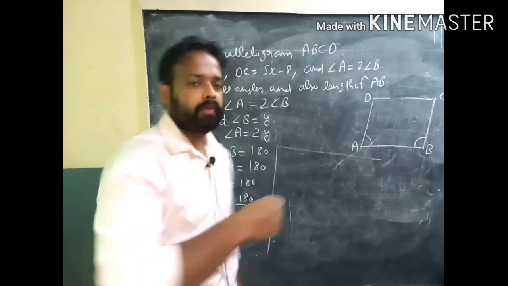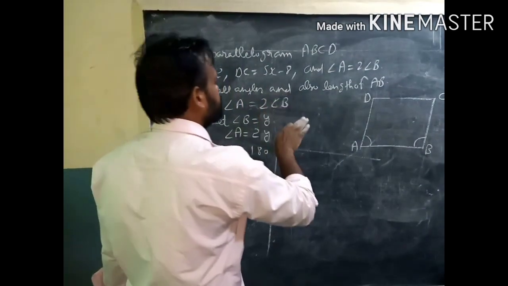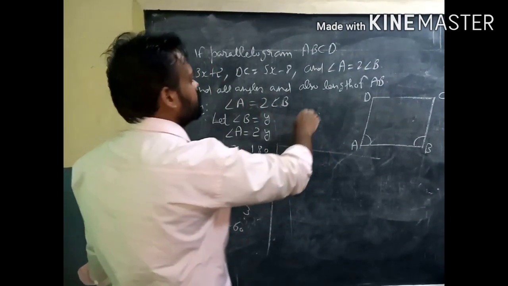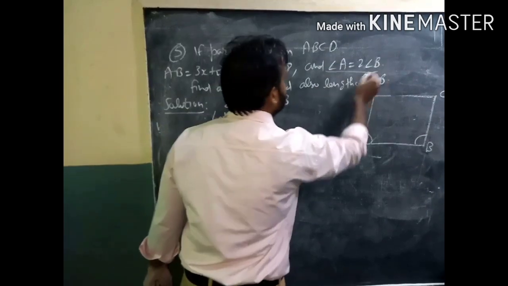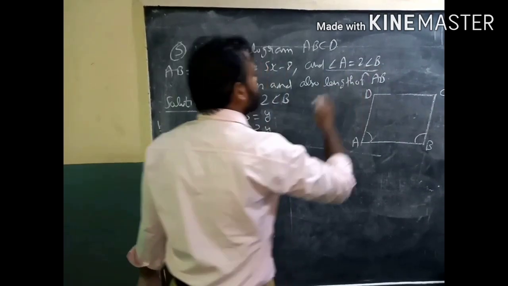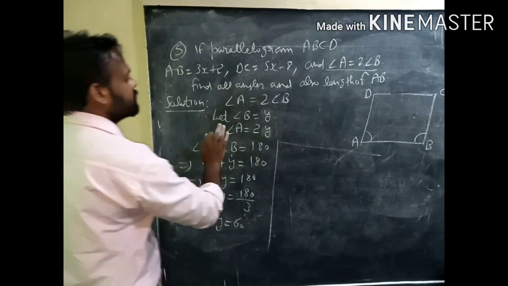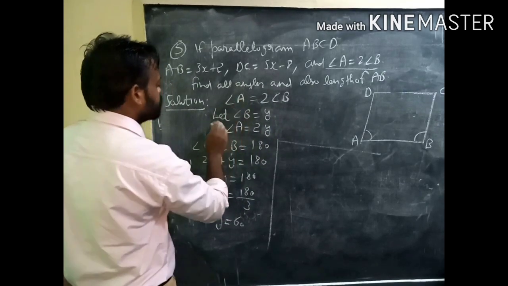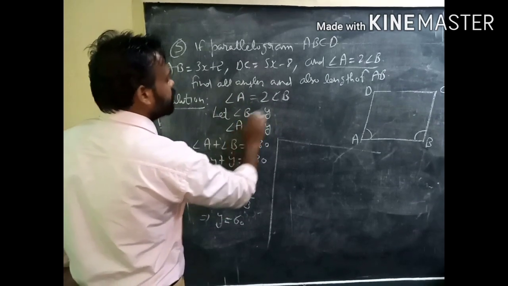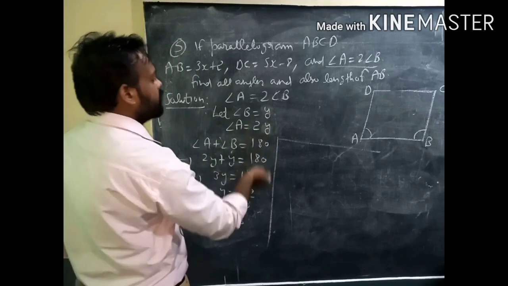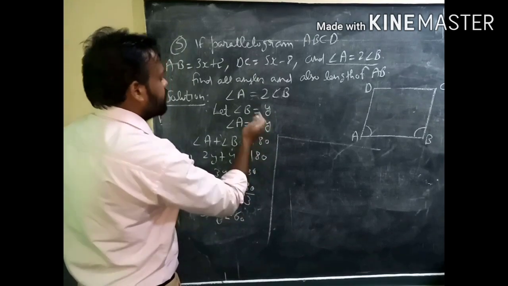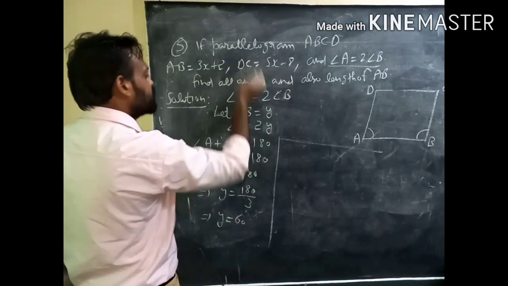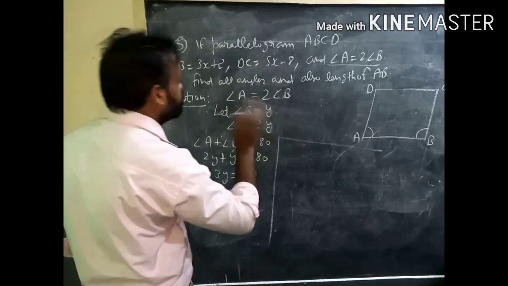Okay, now in the second part we have to find the angles of the parallelogram also. Here it is given that angle A is equal to double of angle B. So this condition is given to us. This time let's suppose the angle of B is equal to y. Why have I not used x here? Because x is already used in the previous case. So now we are just changing the variable.